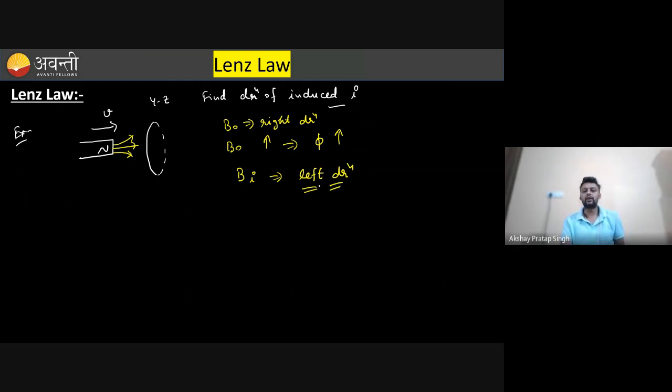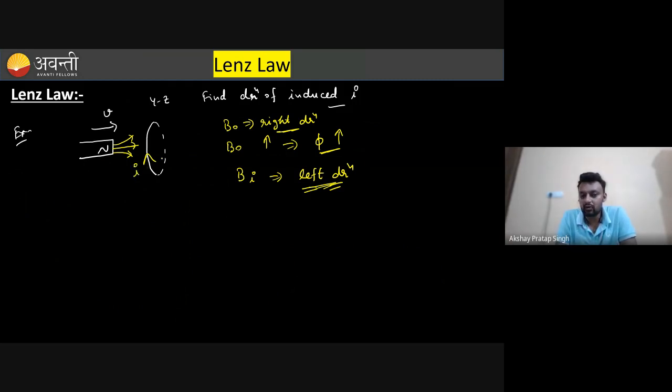Now, how do I achieve this? Because flux is increasing, I need to decrease it. How can I decrease it? Just create a new magnetic field opposite to the original magnetic field. The original magnetic field was in the right direction, so the new magnetic field should be in the left direction. Now put your right hand thumb in the left direction, and curl your fingers. The direction of the fingers curling gives the direction of the current.